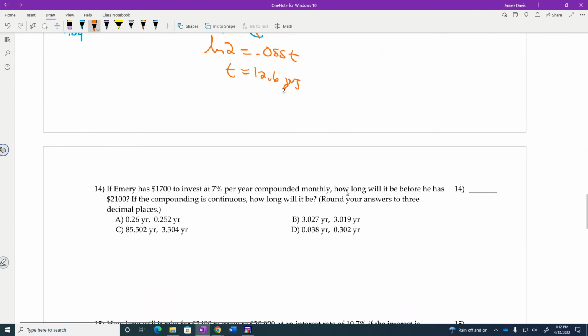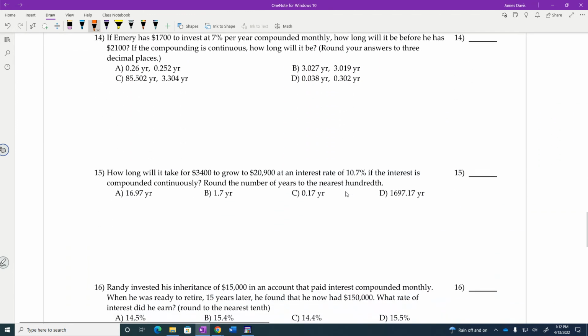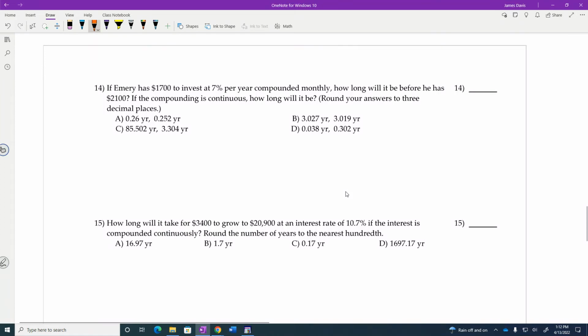All right, let's look at the last page. This one's probably the most work. Number 14. Emory has $1,700 to invest at 7% per year compounded monthly. How long will it take before he has $2,100? And then there's another part of this question. We could answer it as well, but we'll actually get the answer with just the first part. So we're also supposed to say if it's continuous, how long will it be as well. Let's just try the first part.